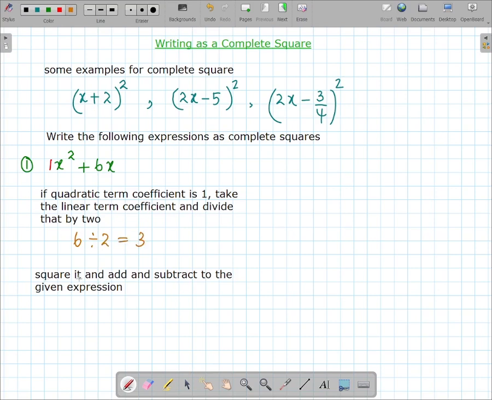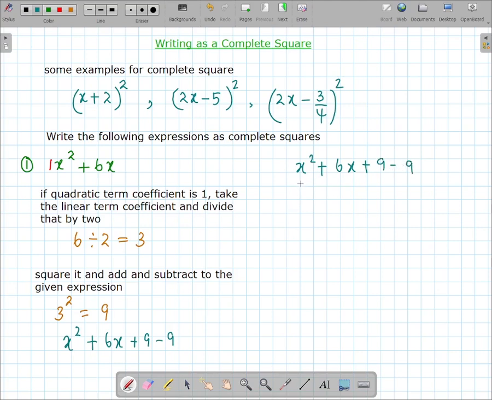Then square it and add and subtract it to the given expression. So we take this answer and square it. 3 squared, that is 9. Then we add and subtract it to the given expression. So x squared plus 6x plus 9 minus 9. Then I write this here again, x squared plus 6x plus 9 minus 9.